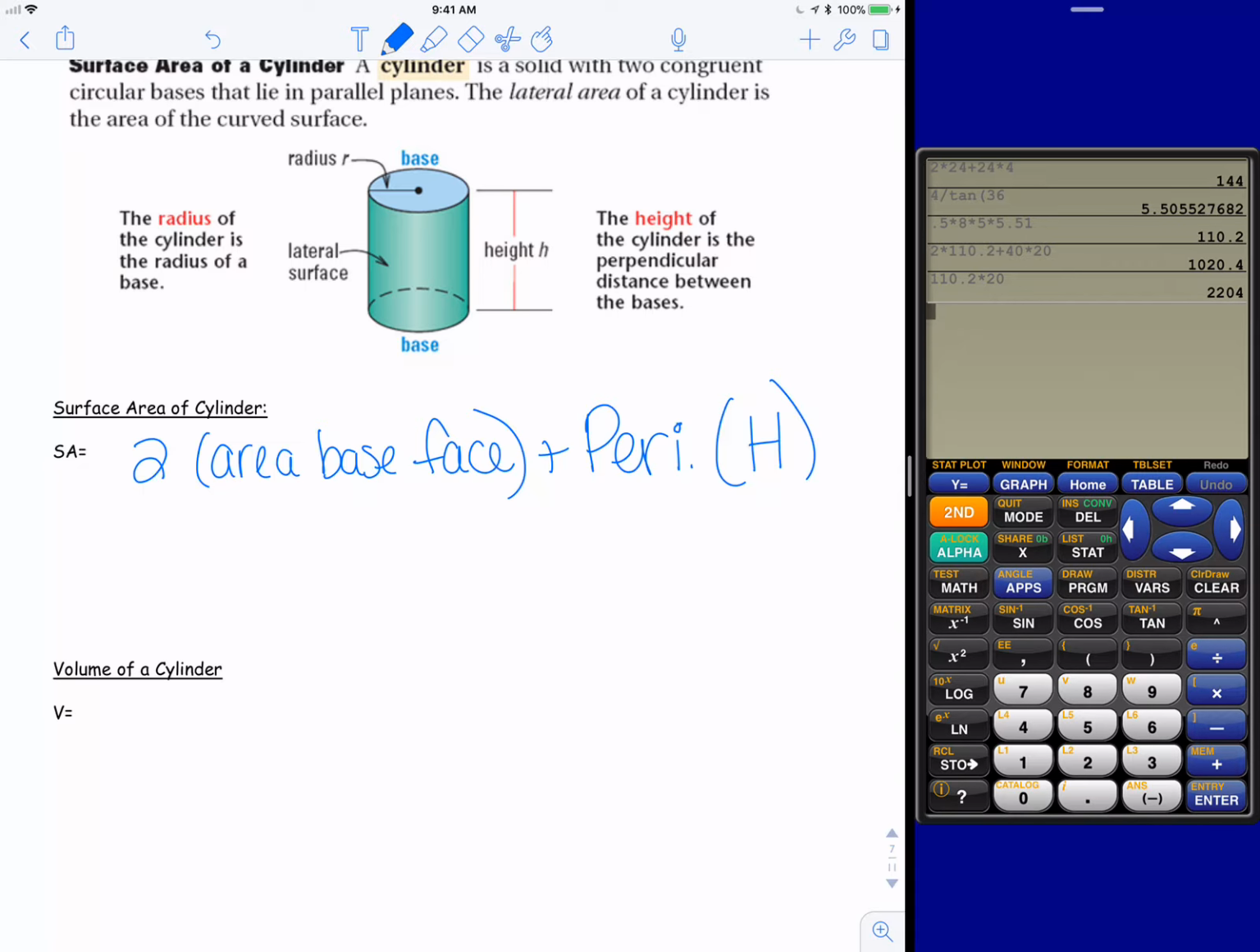It's always a circle. So the area of a circle would go in right there, which is pi times radius squared, and then the perimeter would go right here. Perimeter of a circle is circumference, so that's 2 times pi times the radius. So we have pretty much the same formula, but we just stick the formula for circles in because we don't change the shape of the base face.